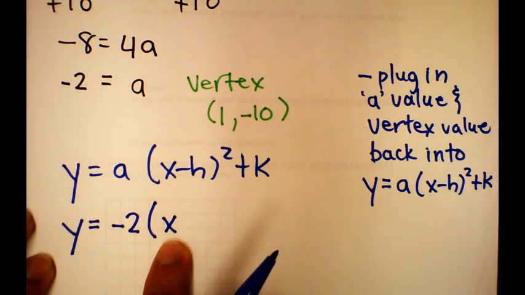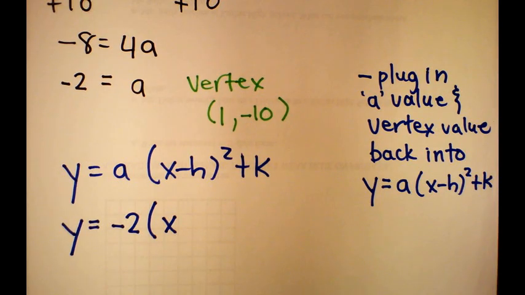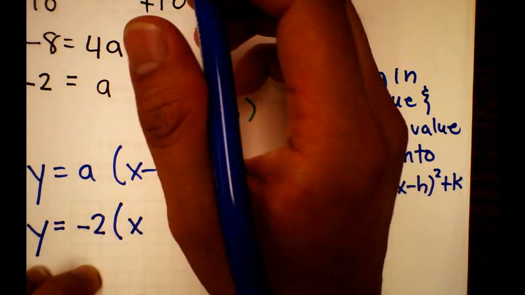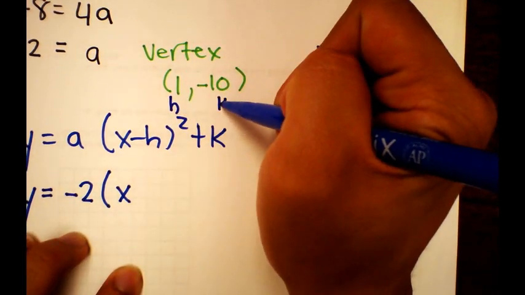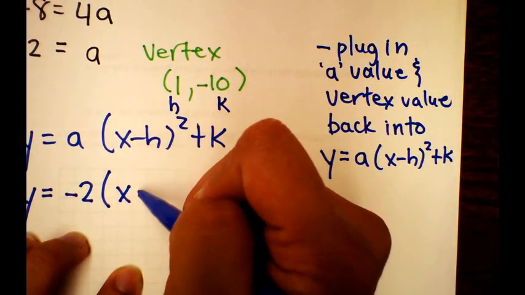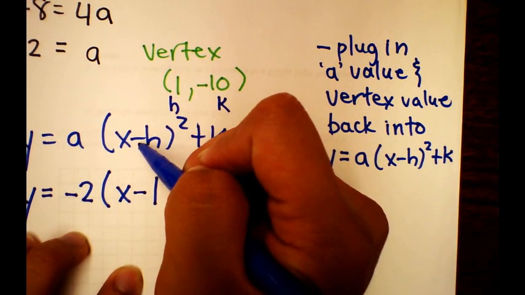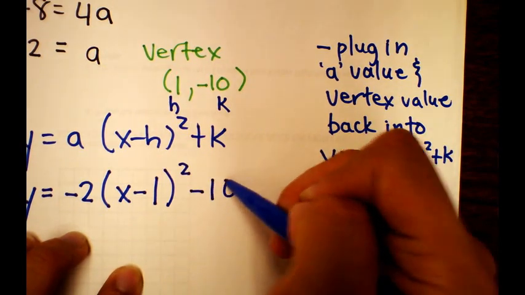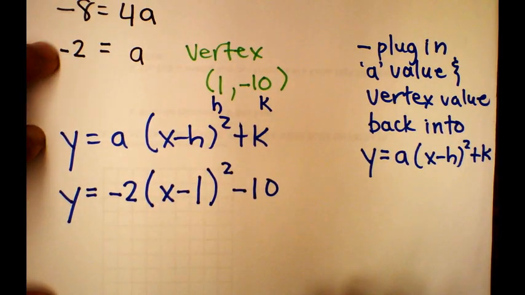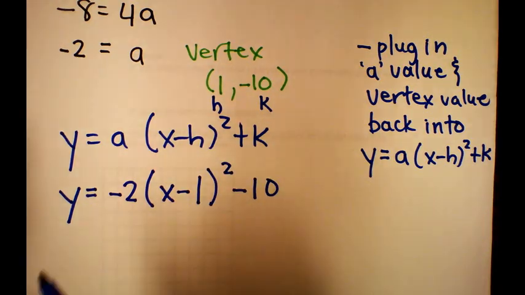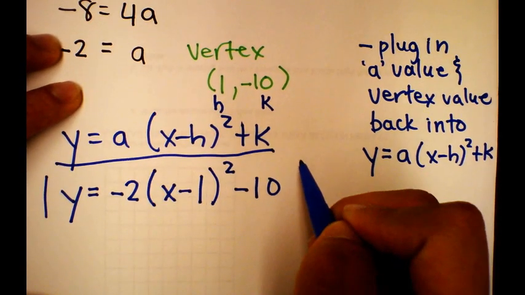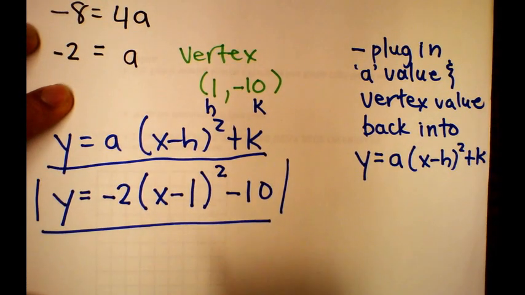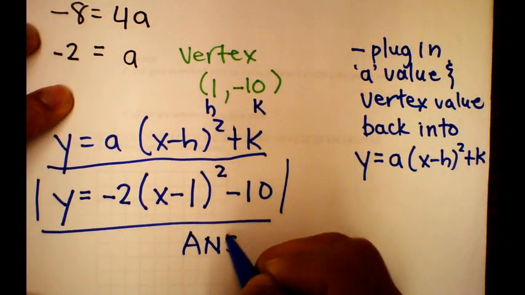Okay, we don't have to put any values in for x, but we do have to substitute in a value for h, which is 1 over here. So remember, this is your h and k. So we're going to go x minus 1, close parentheses squared, minus 10. This is your answer. y is equal to -2, parentheses x minus 1 squared, minus 10. So this is your answer.